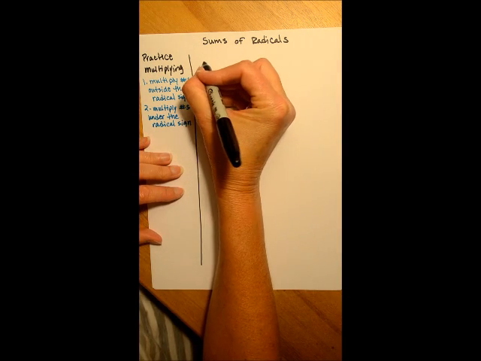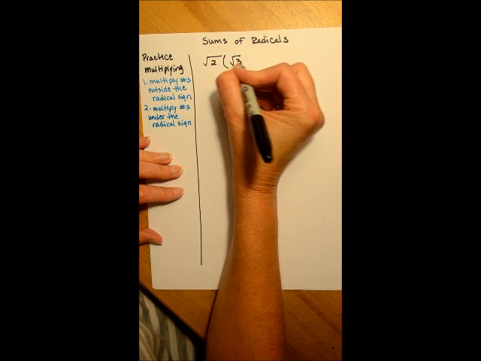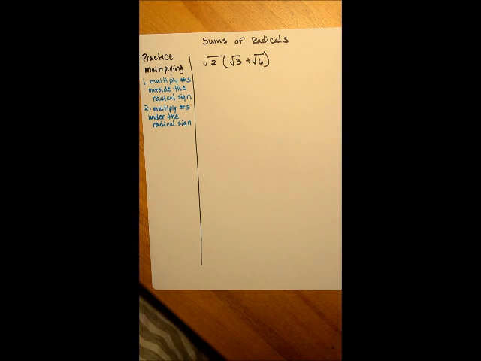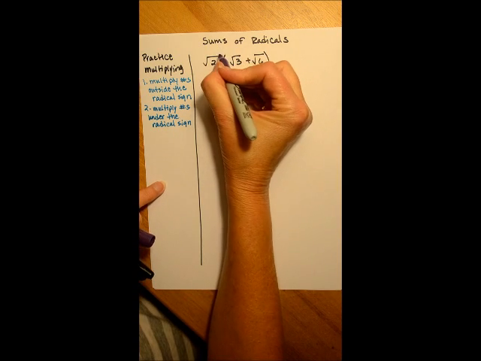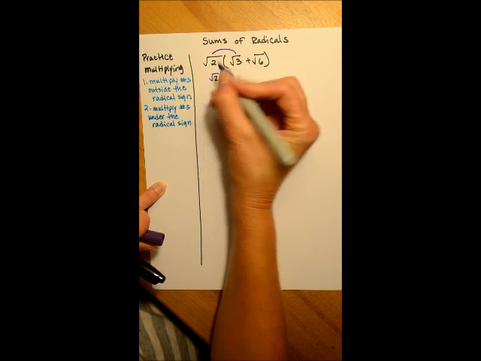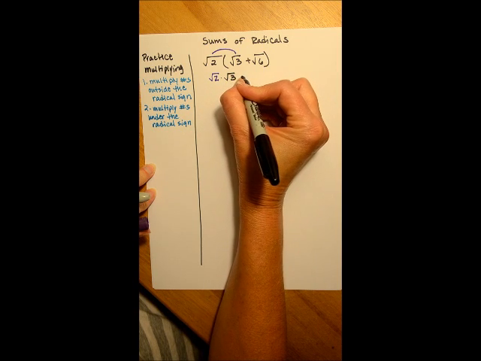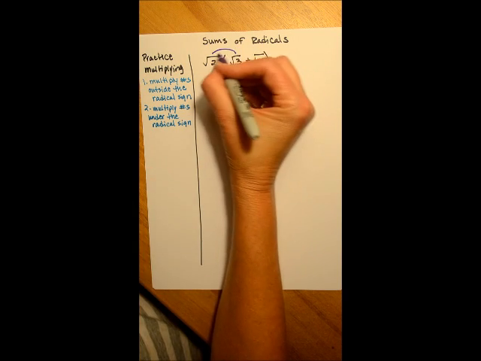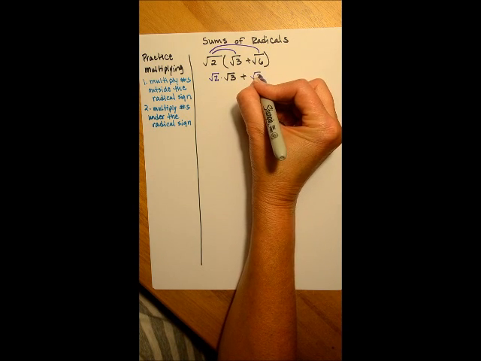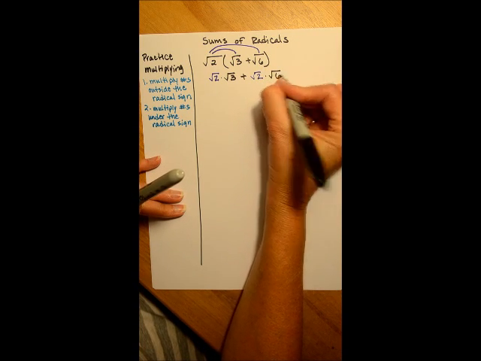So here we go. Here's a really simple one. Square root 2 times the quantity square root 3 plus square root 6. So I'm going to distribute, just like always, distributing this square root 2. I'm going to distribute it to the square root 3. That gives me square root 2 times square root 3 plus, I'm going to distribute that square root 2 over to the square root 6. So I'm going to have square root 2 times square root 6.